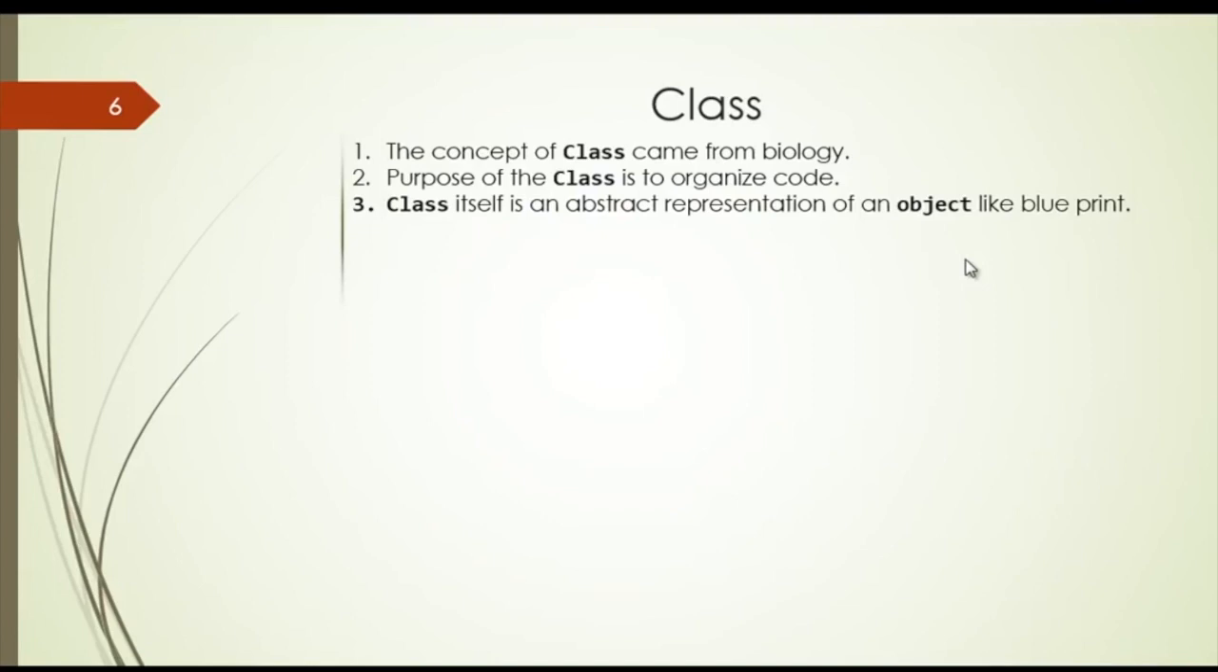Let's say you have a person class. A class says a person should have a first name or last name, but it does not say what the first name would be or what the last name should be. It's just abstract.